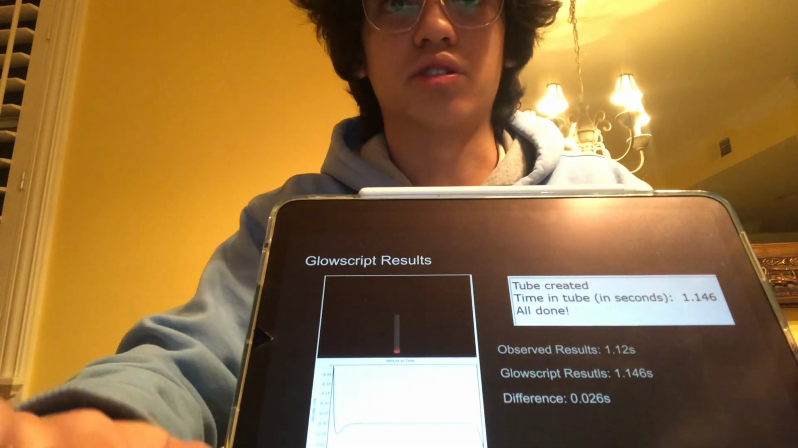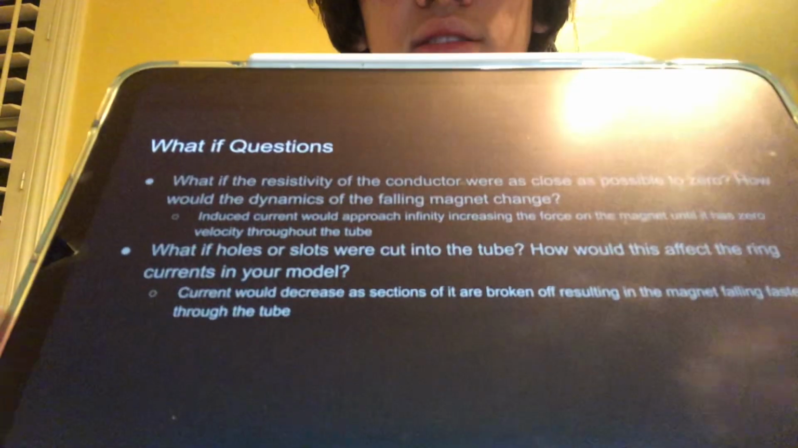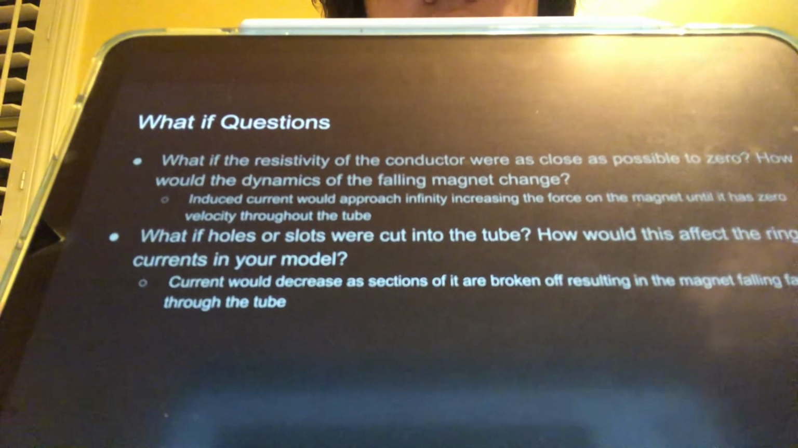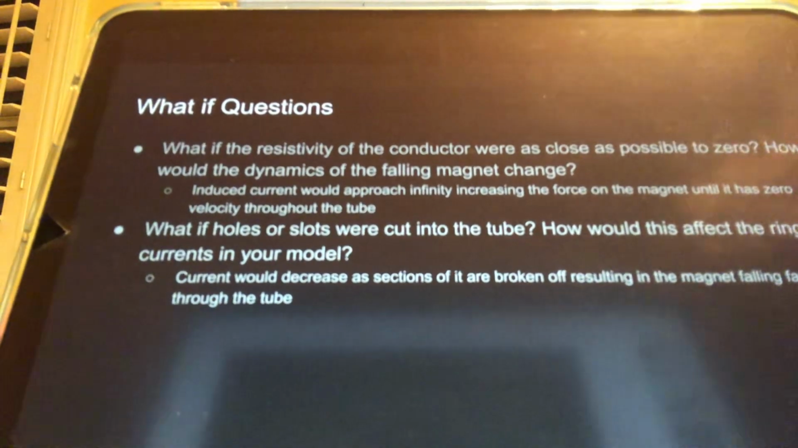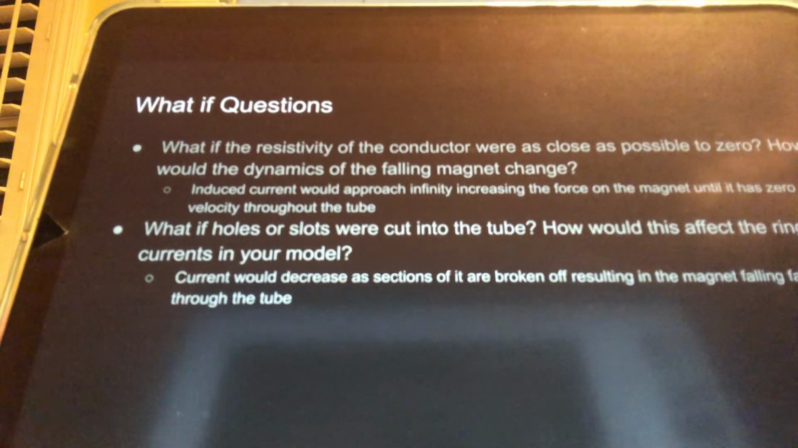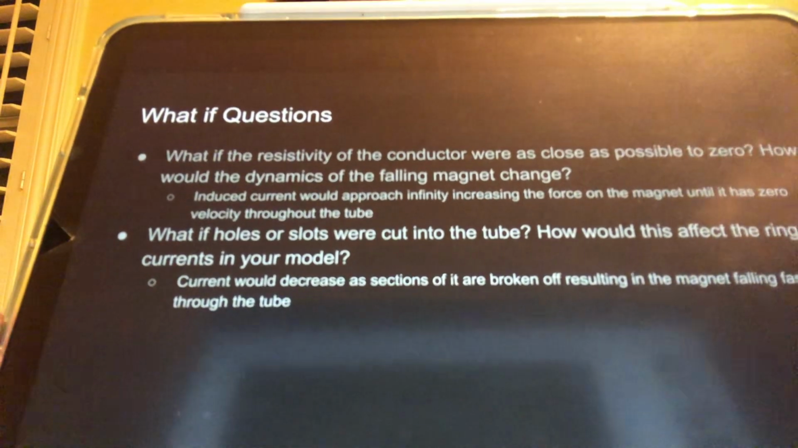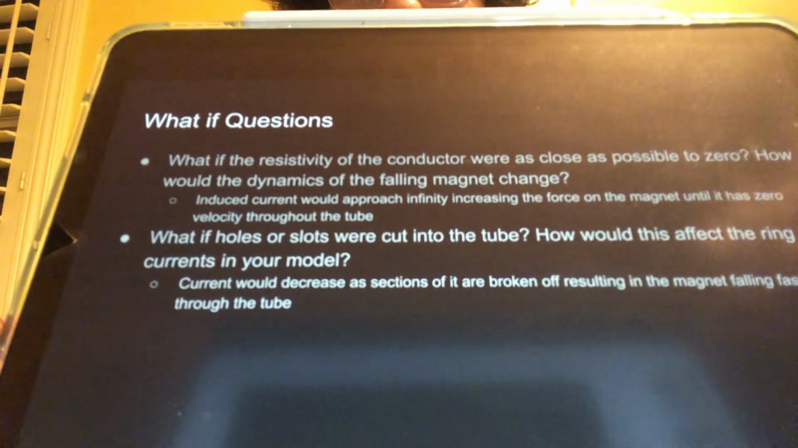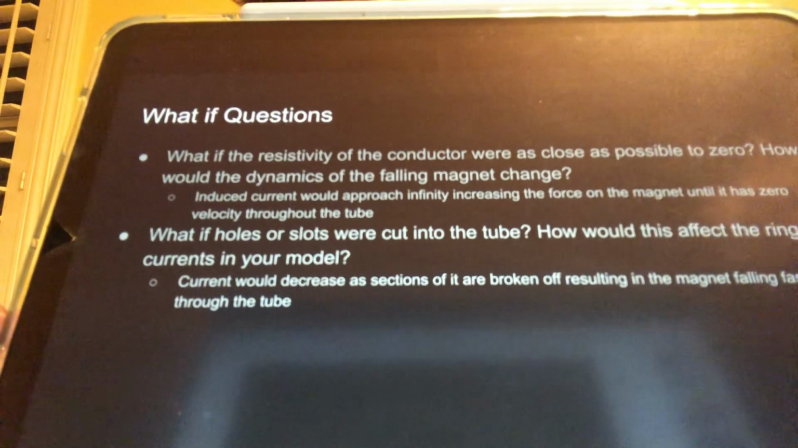And so for the what-if questions: what if the resistivity of the conductor were as close as possible to zero? How would the dynamics of the falling magnet change? The induced current would approach infinity, and therefore the force of the magnet would be enough to make zero velocity throughout the tube.